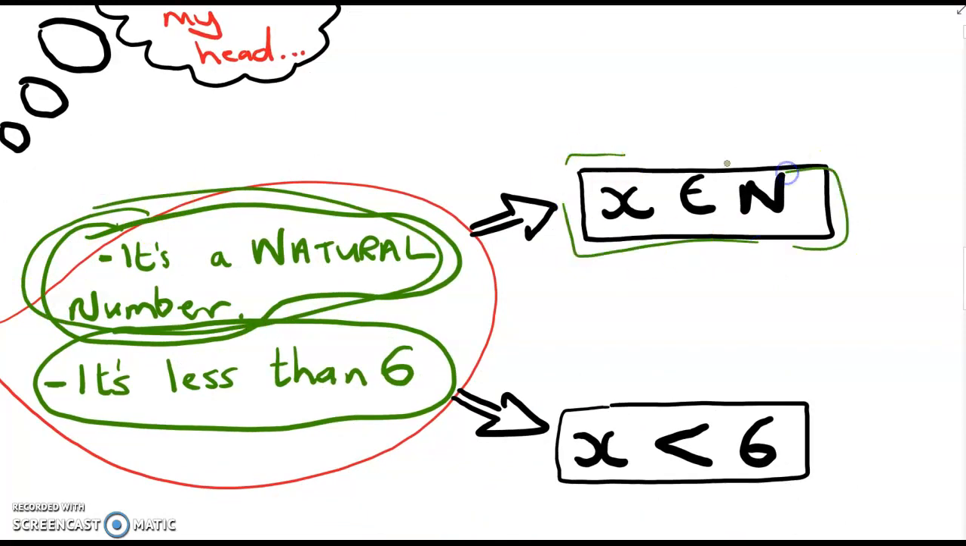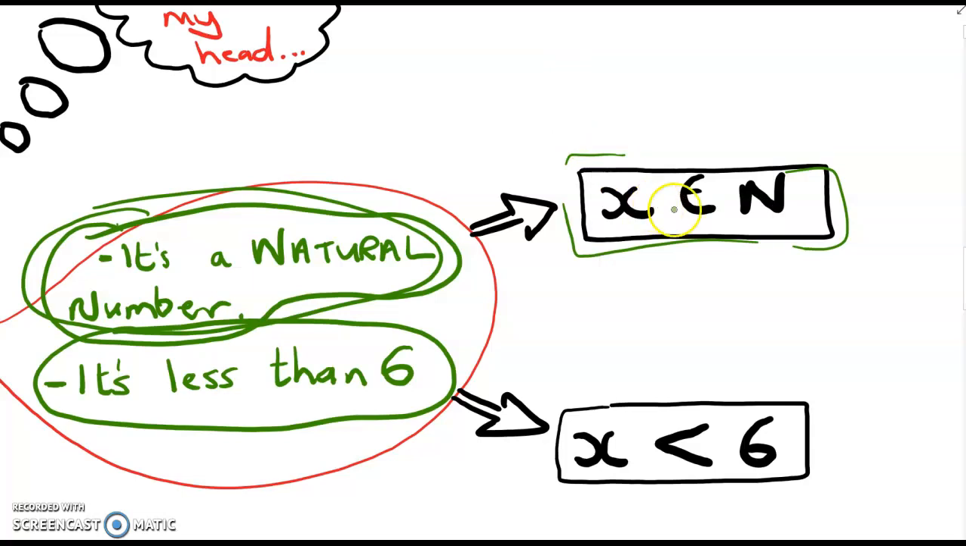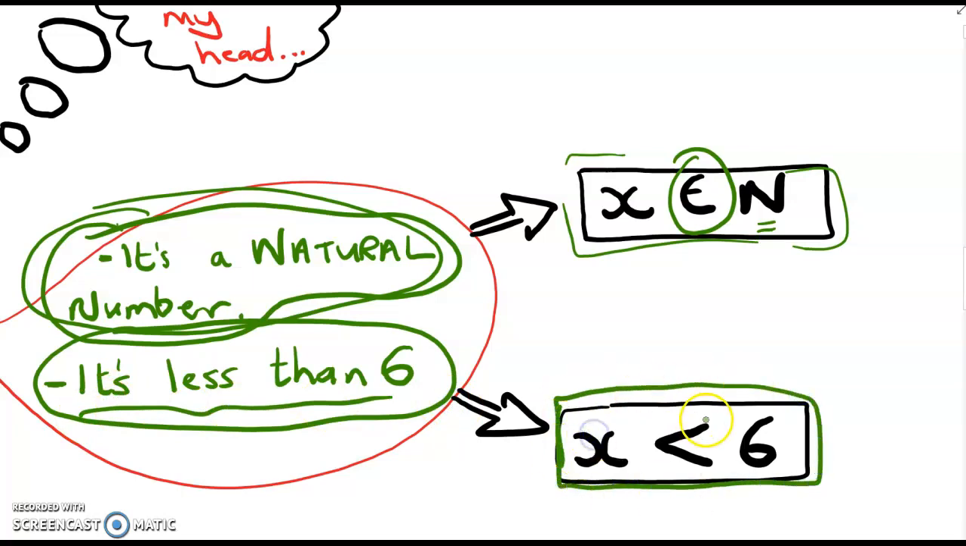So to say that it's a natural number, the number I have in my head, I'm going to call it x. If I told you what it was, I'd be giving you the answer. And I'm going to tell you that x is an element of natural numbers. That means that it is a natural number. And if I tell you that it's less than 6, then I write this: x is less than 6.